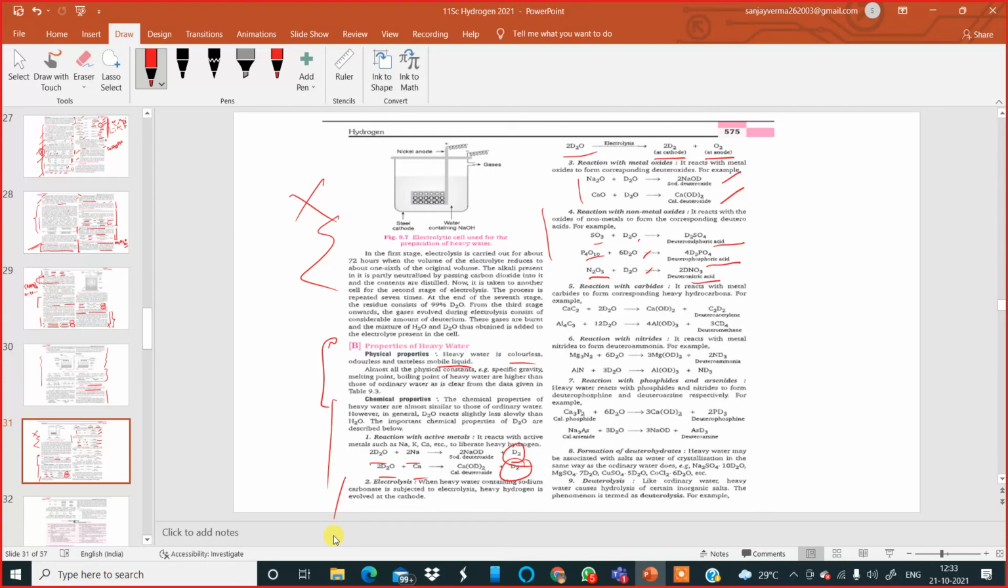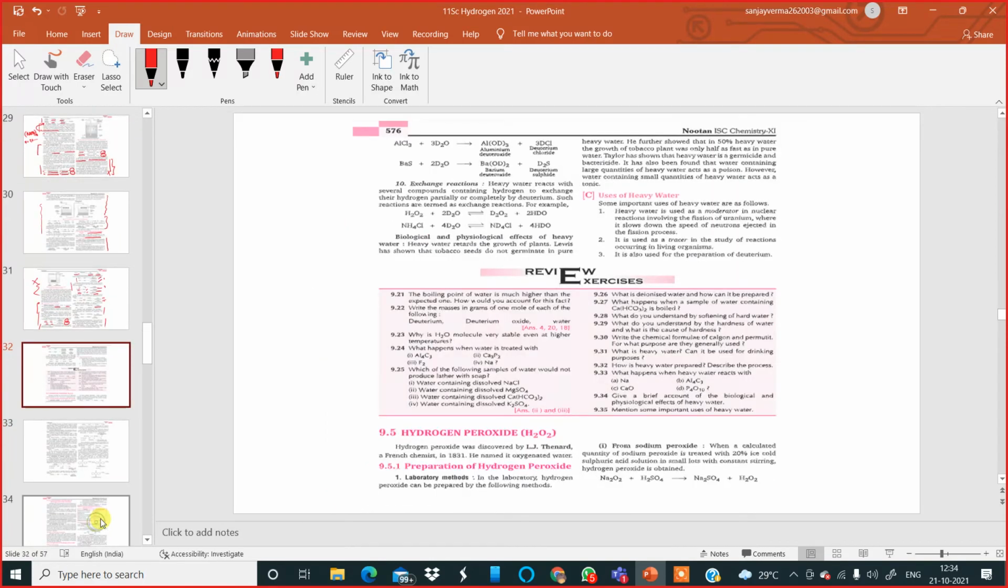Okay, but these are not so important. Reaction with carbides is also similar to the reaction with water. Same thing here also with deuterio ammonia. This is not so important, leave it out. Then moving to the next slide over here, this part I think you can leave it out.